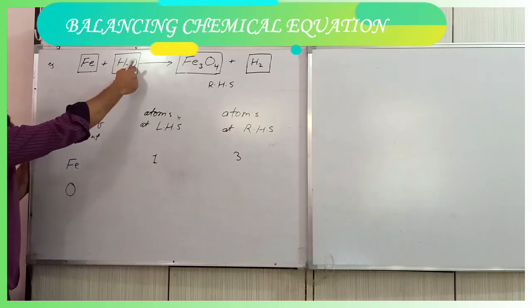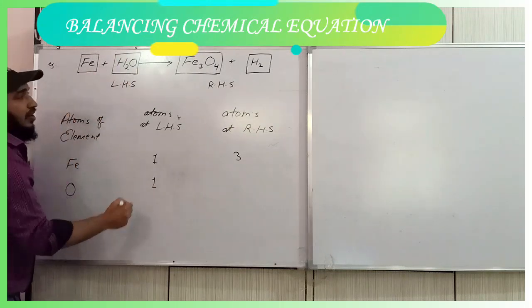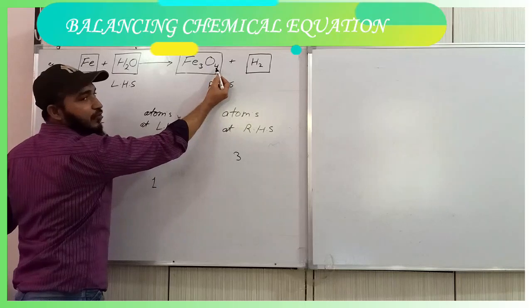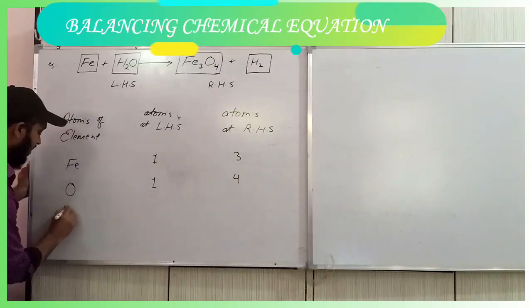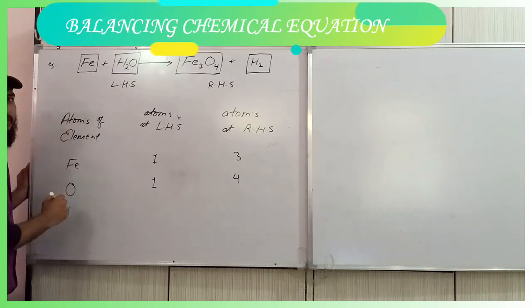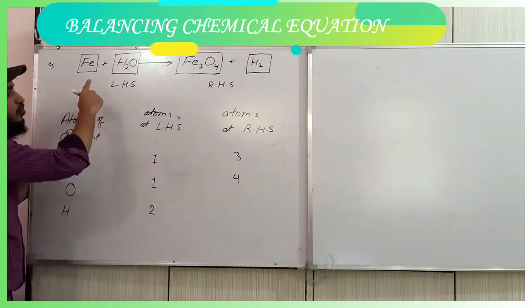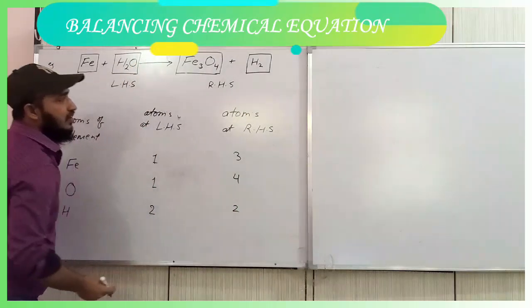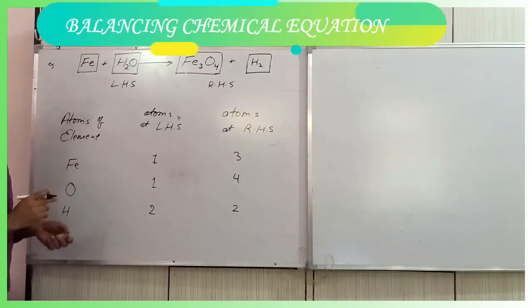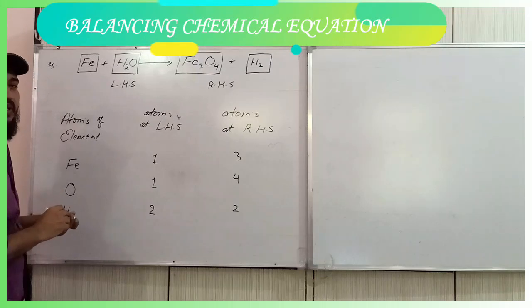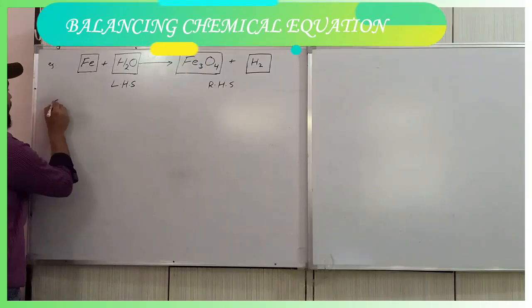Next element is oxygen. How many oxygen here? Only 1. On the right hand side, 4 is written, so we count it as 4 oxygen. Last is the hydrogen atom. How many hydrogen atoms? Yes, 2. And how many? 2. Okay, so we have to make this table first in order to balance a chemical equation. Now we will proceed towards the next step.